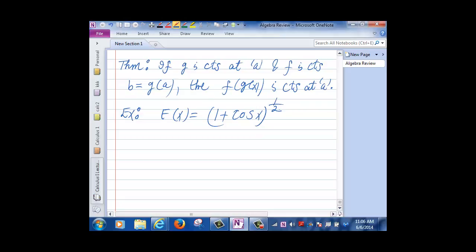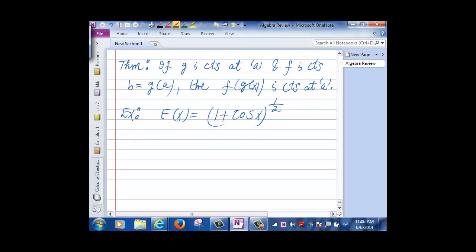See, 1 plus cosine x, so I have an even root, right? Because I have an even root, I cannot have negative numbers, right? But 1 plus cosine x, can this ever be negative? It's always non-negative, right? Because cosine x, the lowest value is what? Negative 1. So this value is at least 0, always.